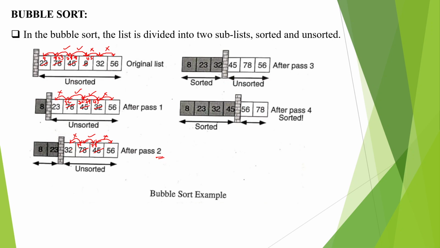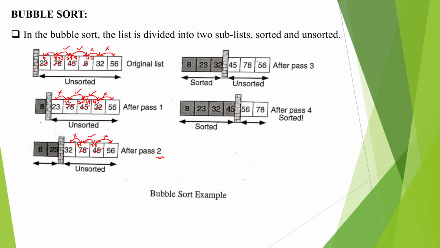So again 32 bubbled automatically to the beginning of the list. Again you move the imaginary wall one step ahead. So your imaginary wall will come like this. Now we have 3 items in the sorted list, 3 items in the unsorted list. This is after pass 3. Now we work on pass 4.